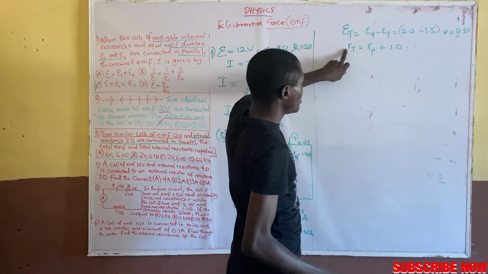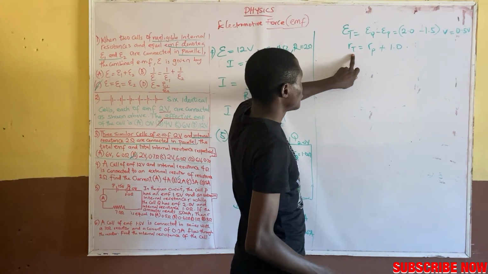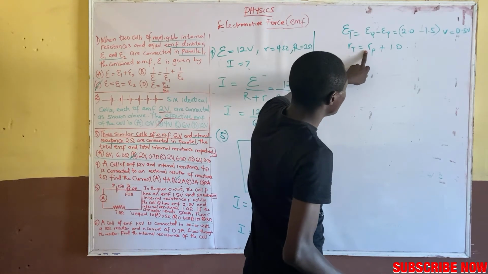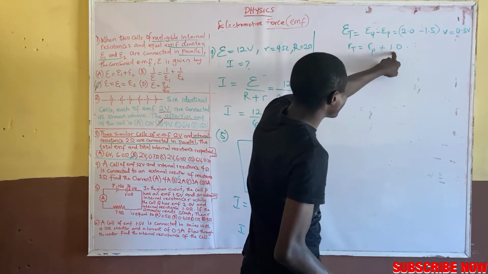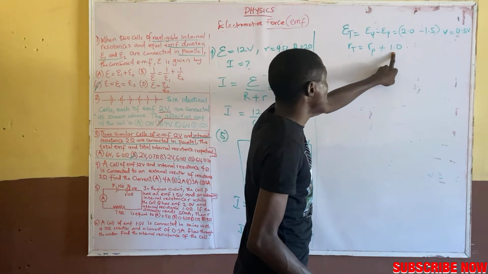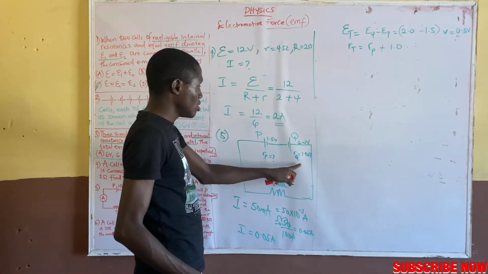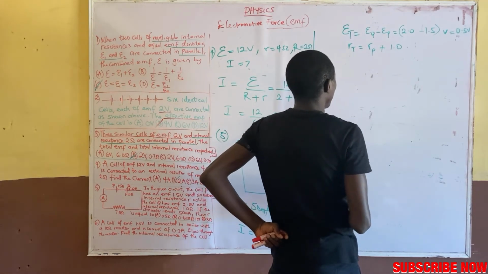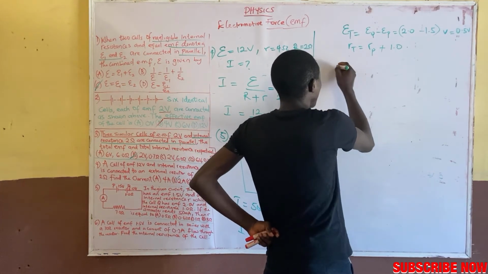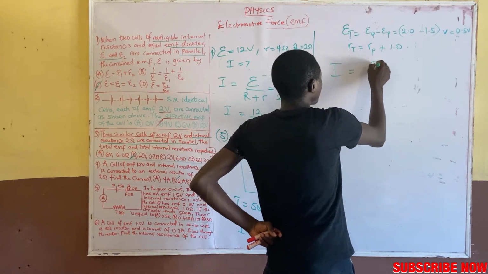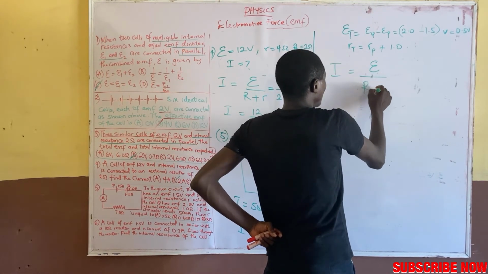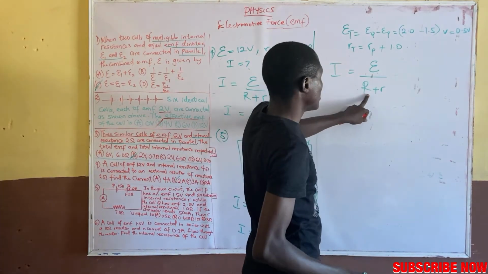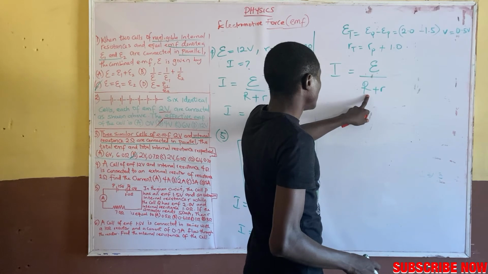So the RT here, the total internal resistance, will be given as what? The internal resistance of cell P plus the internal resistance of cell Q. The internal resistance of cell Q is 1.0, so that's Rp plus 1. Now remember that I itself is given as EMF all over the external resistance plus the internal resistance.